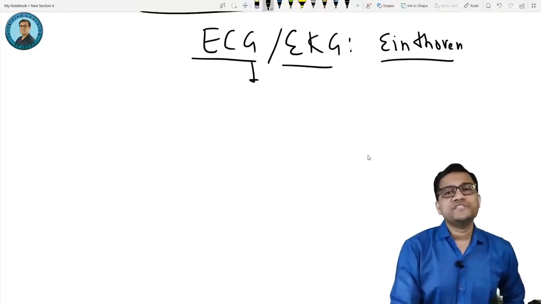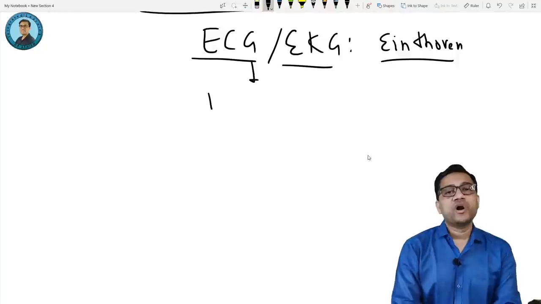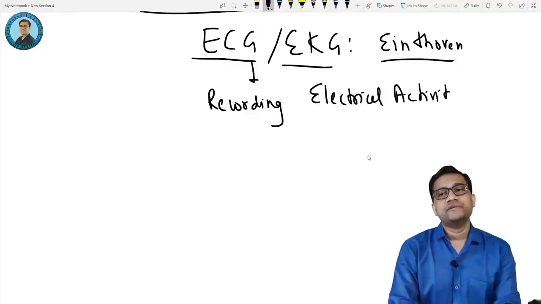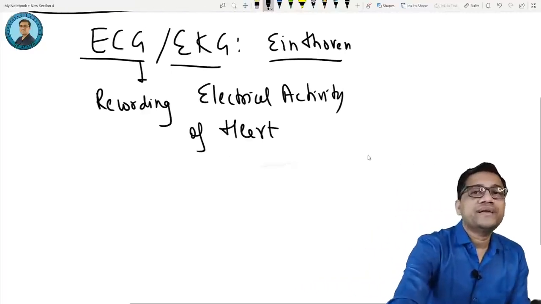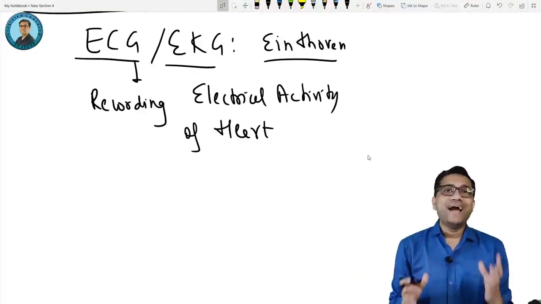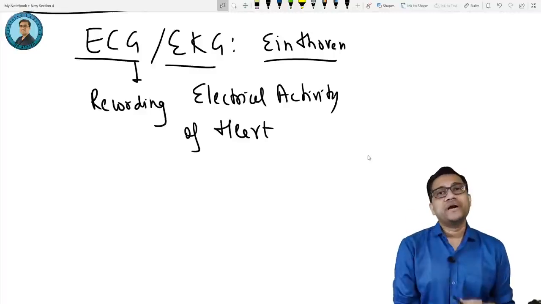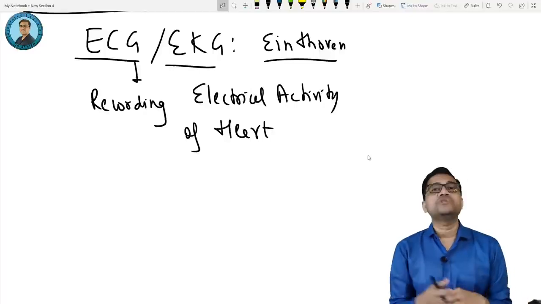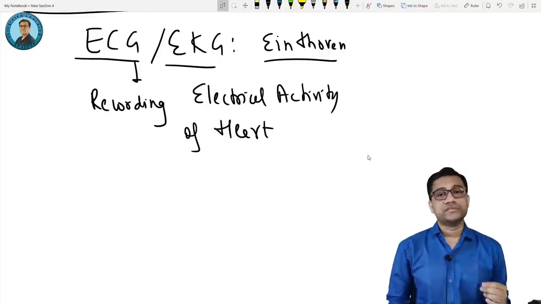What is the purpose of ECG? We are recording the electrical activity of the heart. Now why? For various purposes. The most important are arrhythmias and myocardial infarctions. So they are the two main ones: the vascular lesions and also the arrhythmias, blocks, etc. So there are two main reasons.